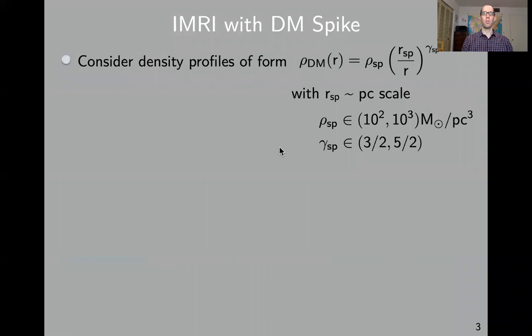And this dark matter spike generally was assumed to be a spherically symmetric object and follow just a single power law in terms of radius, denoted by gamma spike. In this talk, I'll consider spikes that are of parsec scale, where the normalization of this density is between hundreds and thousands of solar mass per cubic parsec, and the spike is in a narrow range between 3/2 and 5/2.